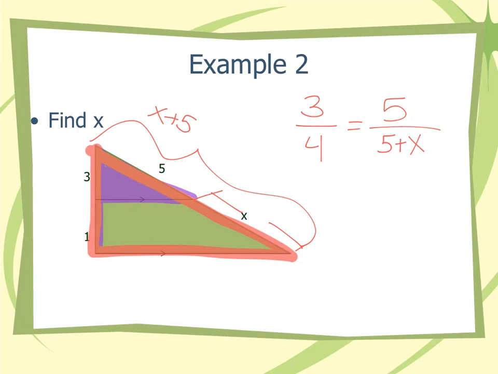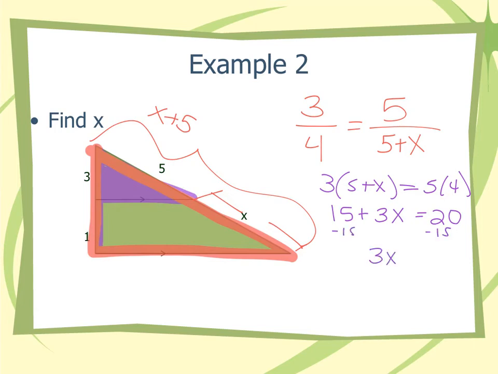Now how do I solve that? Cross multiply. So 3 times 5 plus x equals 5 times 4. I get 15 plus 3x equals 20. Subtract the 15. 3x equals 5. Divide by 3. X equals 5 over 3, which was 1 2/3. God bless you. Remember, if I'm setting up a scale factor, that I want to keep it improper, but if you're solving for the length of a side, you want to make sure it's a mixed number.